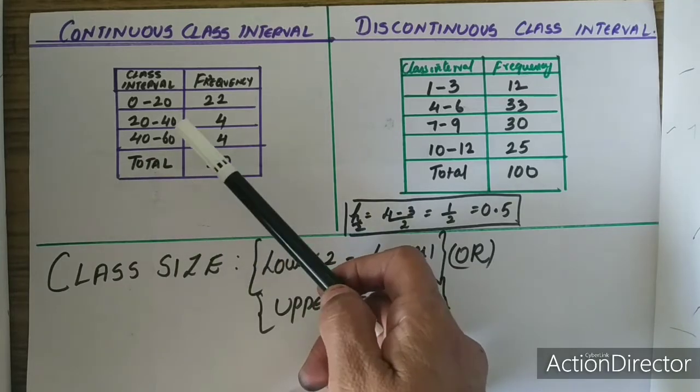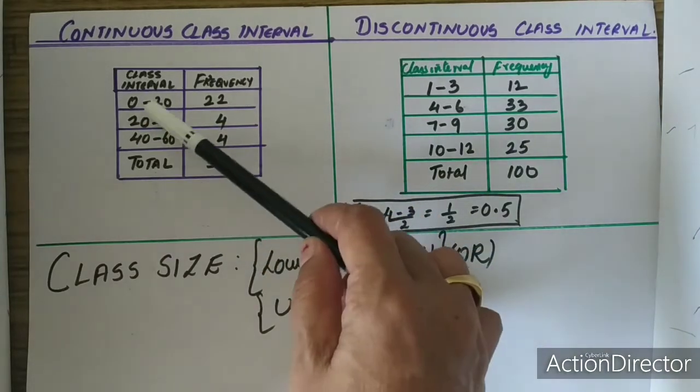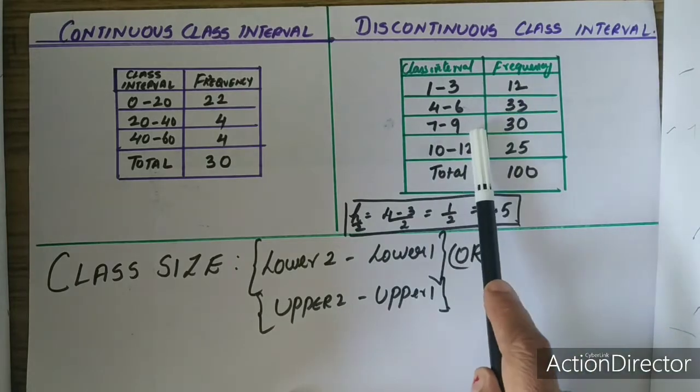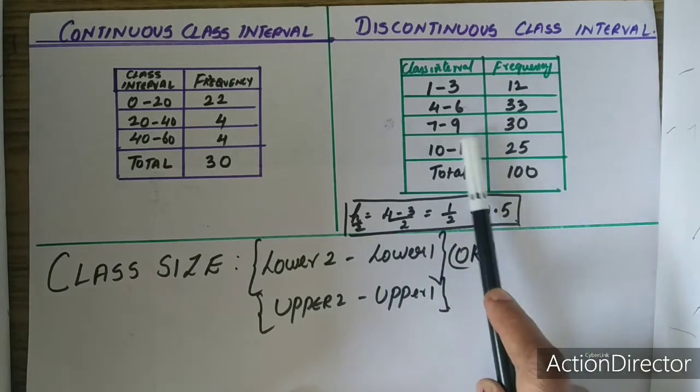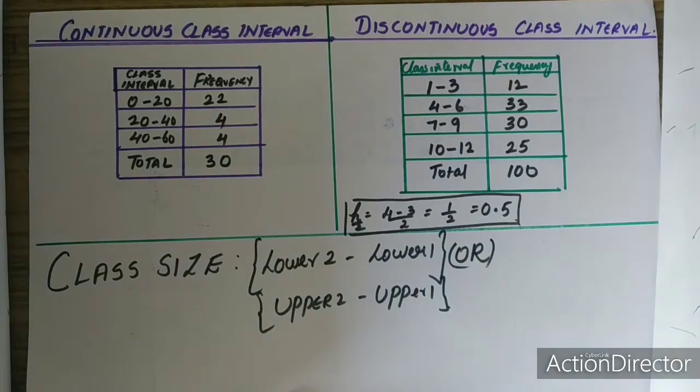That you will learn in 9th class. In 8th class, all class sizes are the same. You have the continuous class interval and the discontinuous also. If it is given as a discontinuous class interval, then you have to convert it to a continuous class interval to make a histogram. How to convert it?